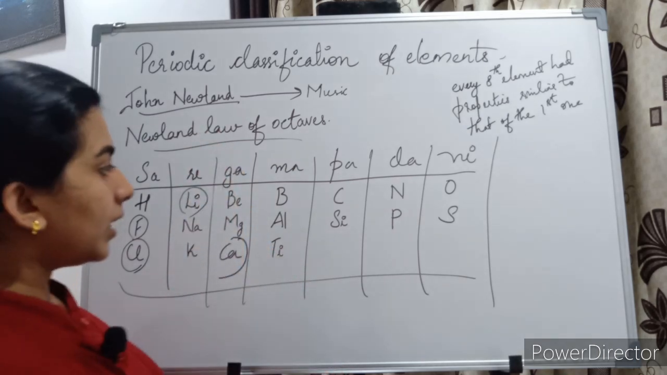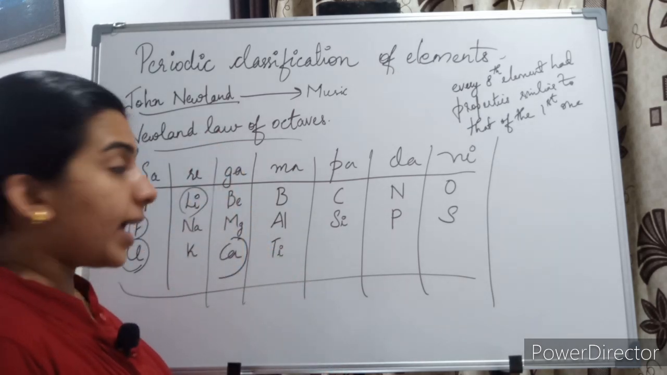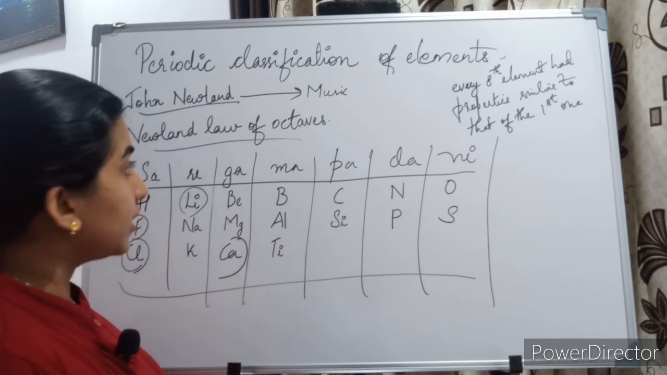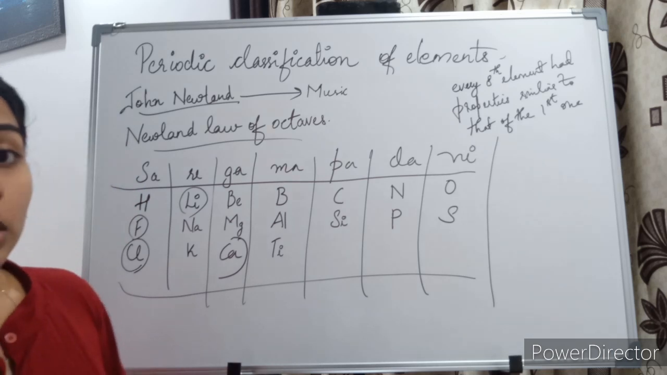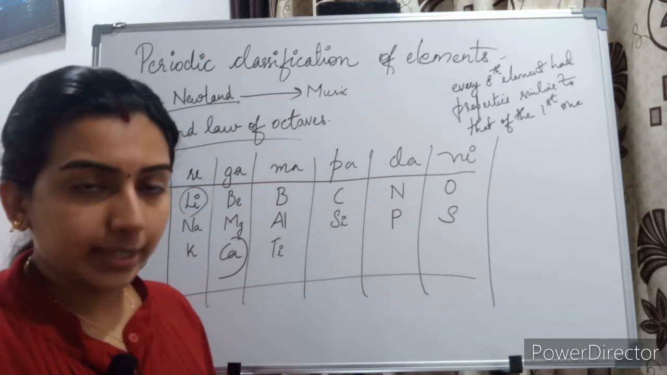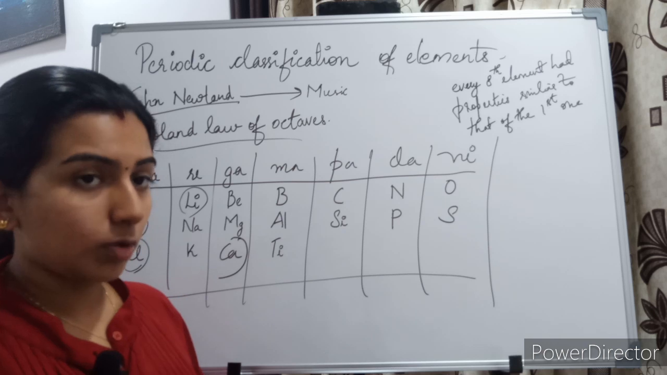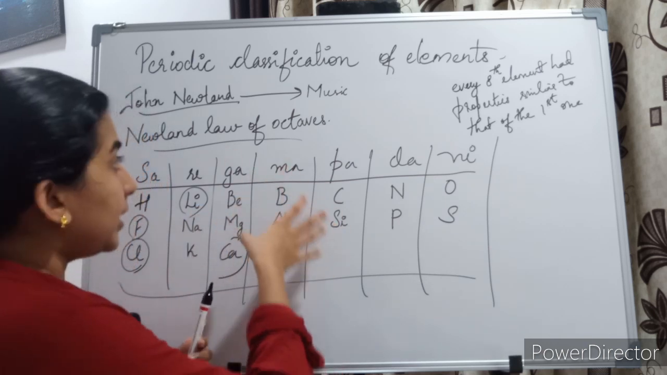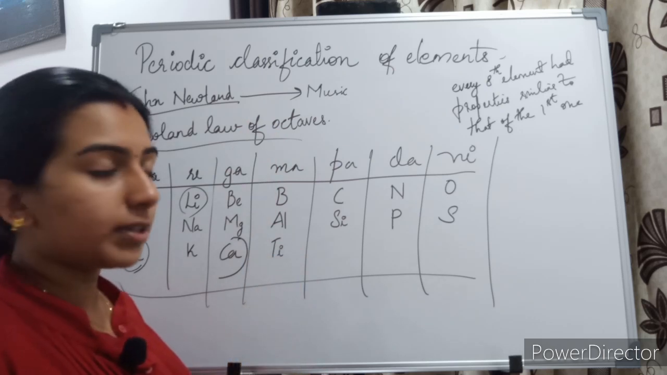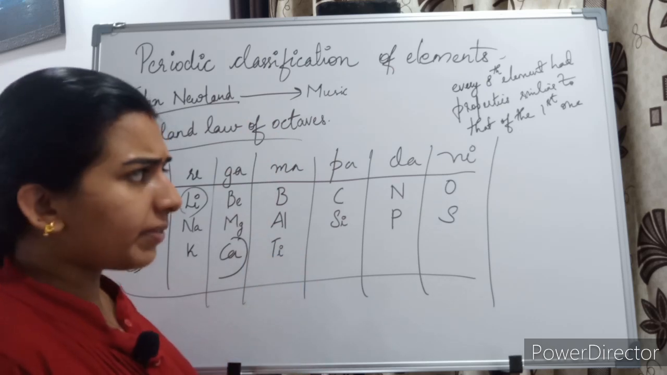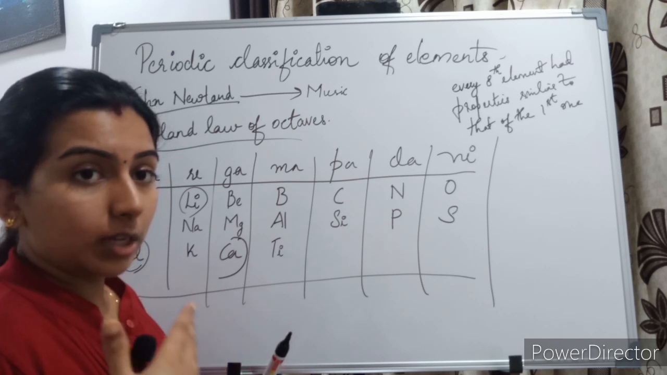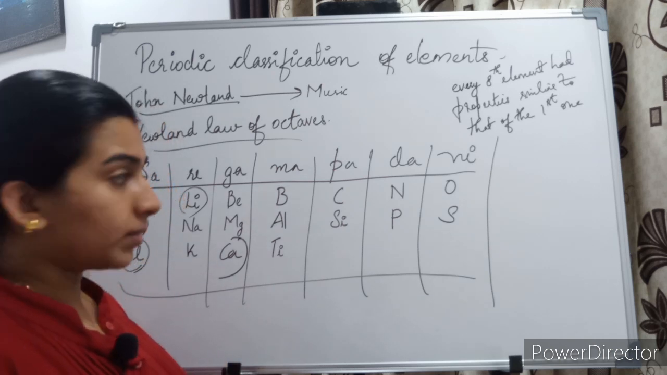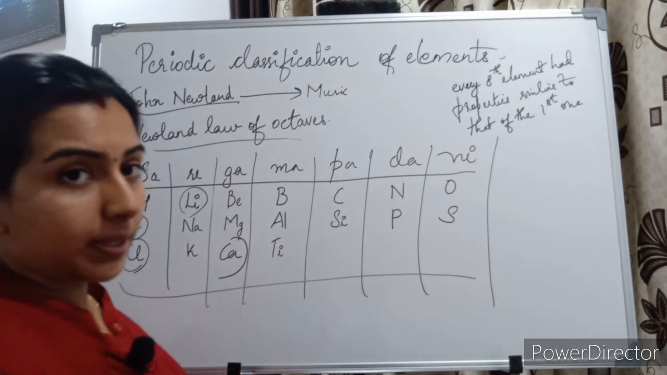And another limitation was, at that time only 56 elements were identified, and Newland thought that no more elements would be invented, no more elements would be identified. So he just considered only these elements, and for these elements alone he just made this law. He might not have ever thought that in the future there will be many elements getting invented. So that was a very, very big limitation of this.